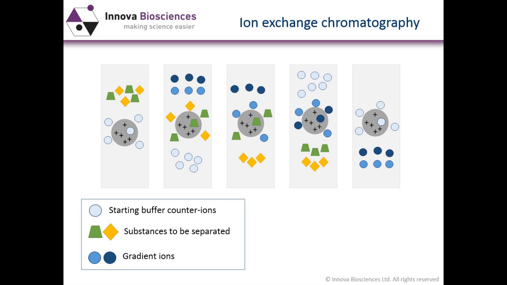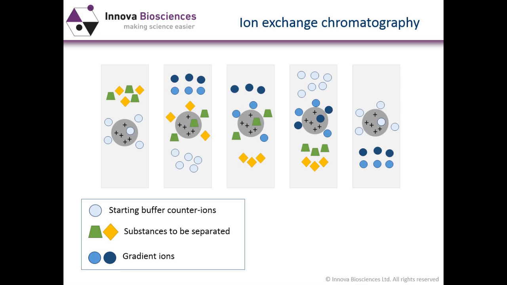This is a diagrammatic representation of ion exchange chromatography, and you'll see as we move from left to right, on the left-hand side we have a column in the starting buffer, and we have two substances to be separated. We have the green and the yellow proteins just about to be added to the column. As they pass through the column, they bind to the resin, and then you're about to add gradient ions in different shades of blue to the column.